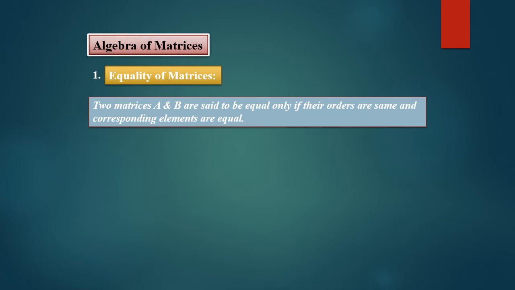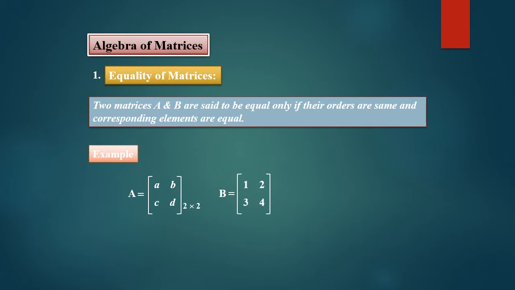So to understand this, we will consider an example. Matrix A equal to A, B, C, D, and matrix B equal to 1, 2, 3, 4. So you can see the orders of both the matrices are same. Then we can say A is equal to B if A is equal to 1, B is equal to 2, C is equal to 3, and D is equal to 4.